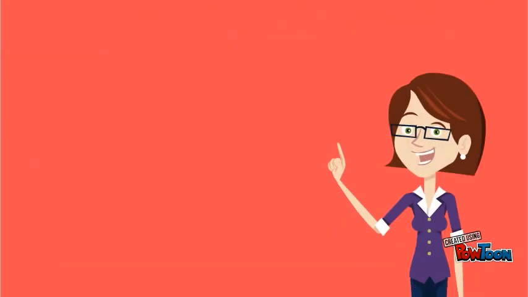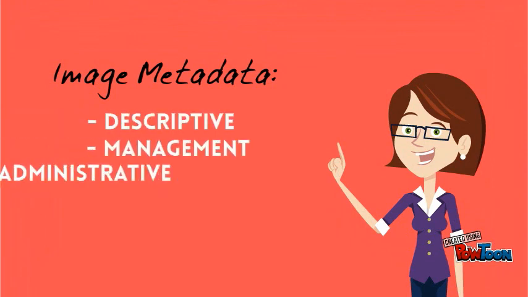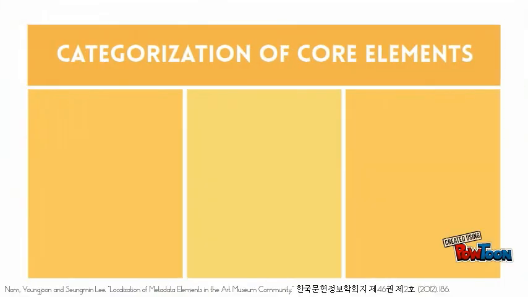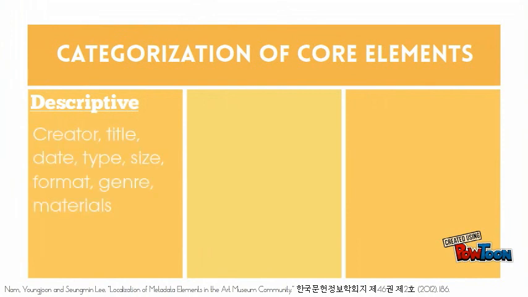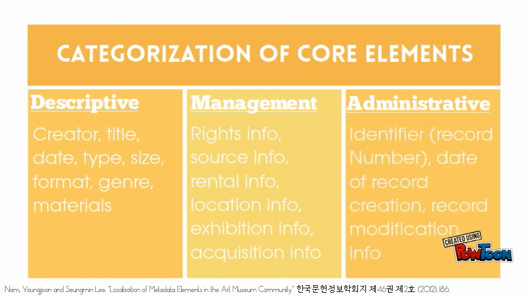According to scholars Nam and Lee, most image metadata is divided into three main categories: descriptive, management, and administrative. Descriptive elements describe the substantial aspects of an artwork and include properties like creator, title, and date. The management category helps organize a piece by providing rights, rental, and source information. And finally, the administrative element is related to the operation of metadata records for each artwork.